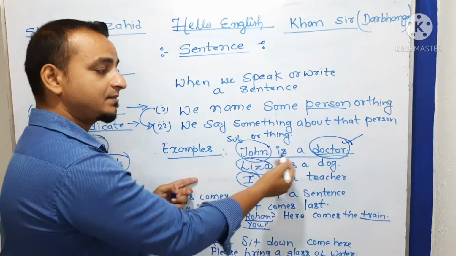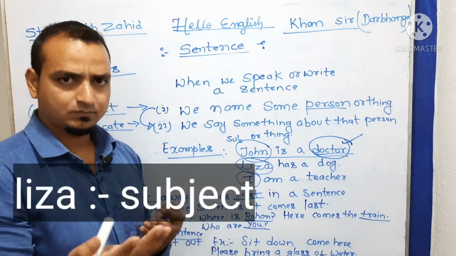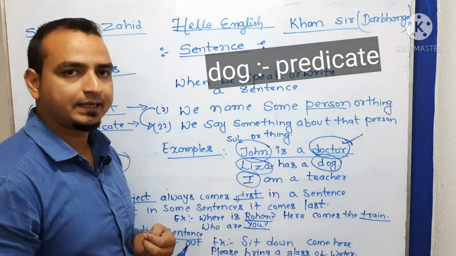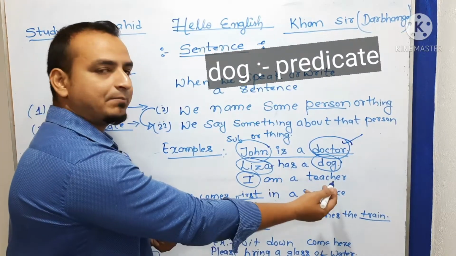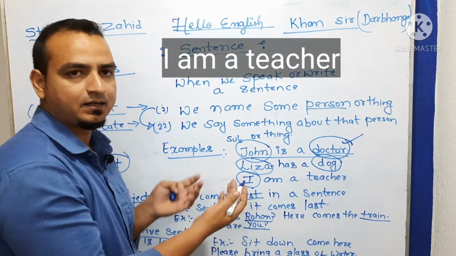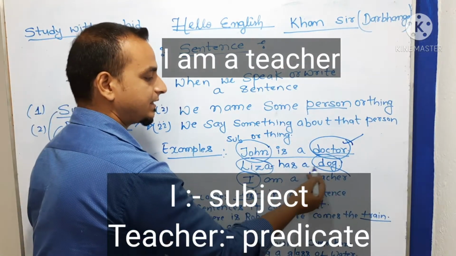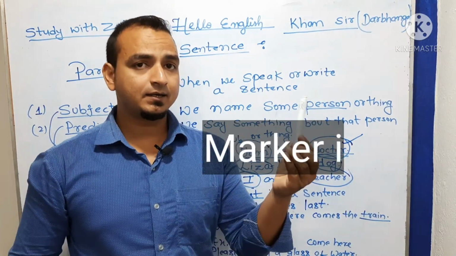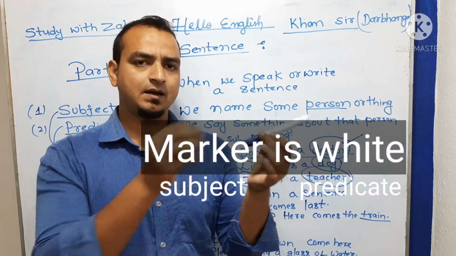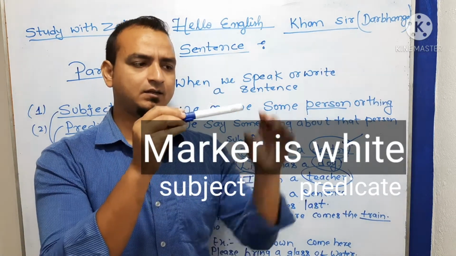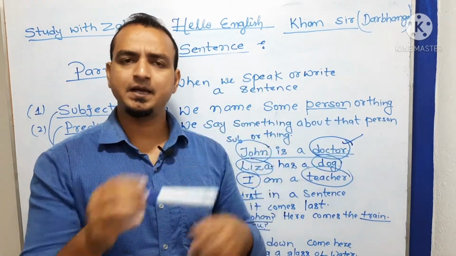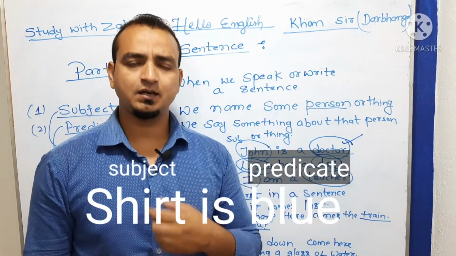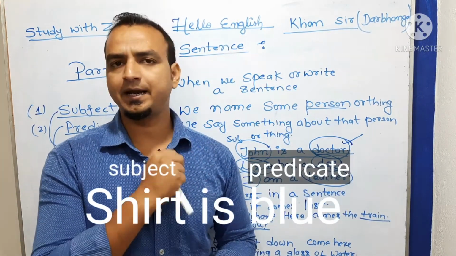Okay, "Lisa has a dog." Lisa is the subject and "has a dog" is the predicate. "I am a teacher." So I is the subject and "am a teacher" is the predicate. Some more examples for you. "Marker is white." Marker, subject; white, predicate. "Shirt is blue." Subject, shirt, and the color blue is the predicate.